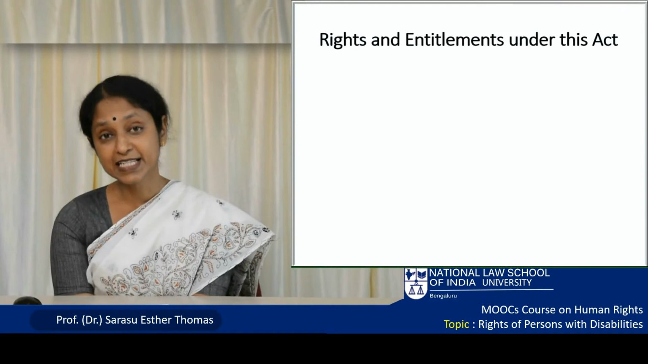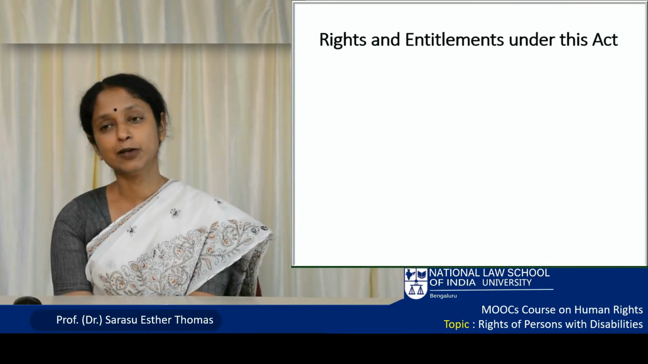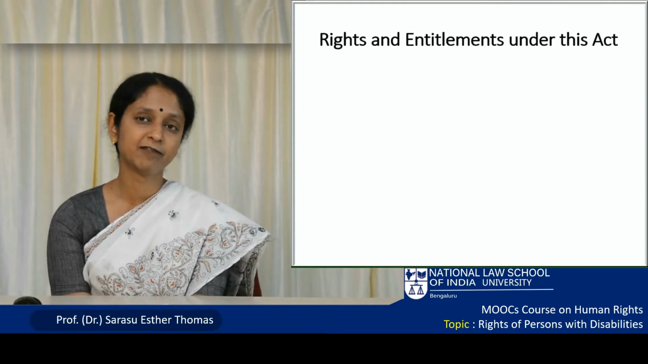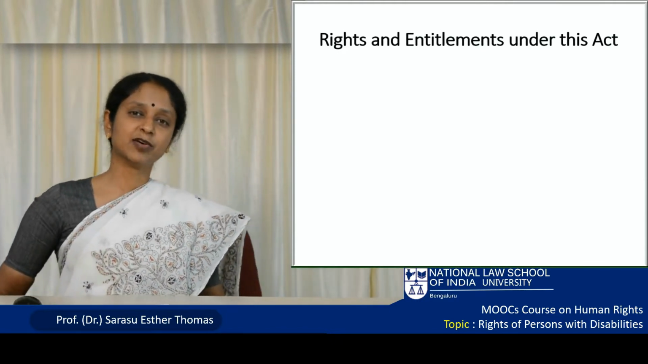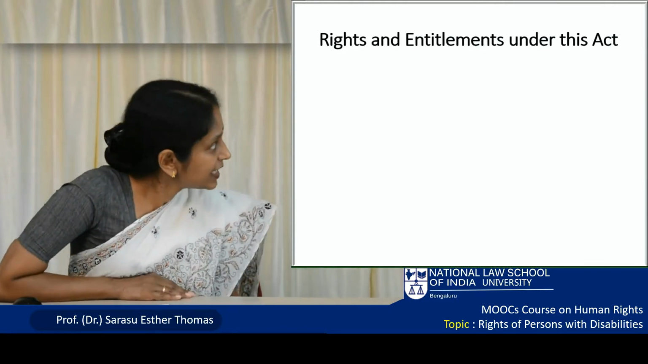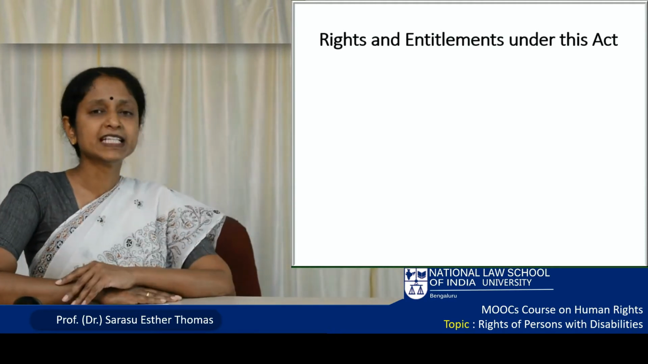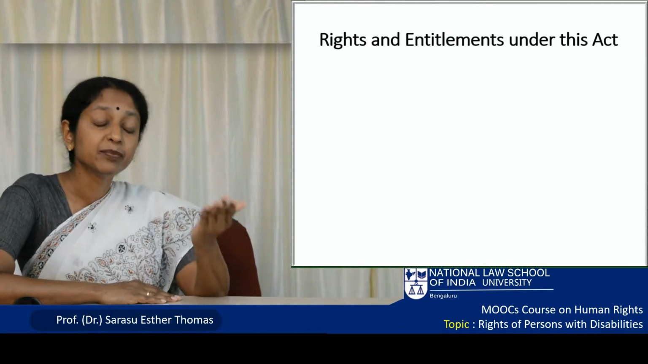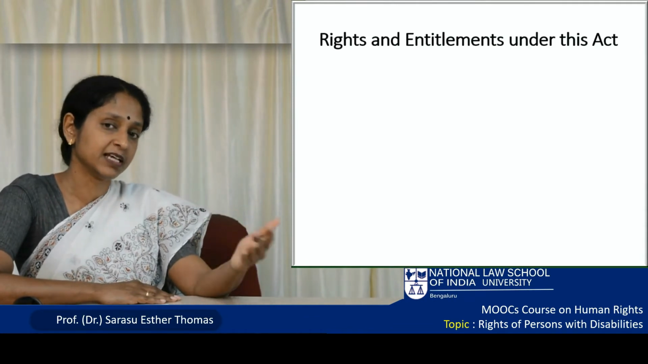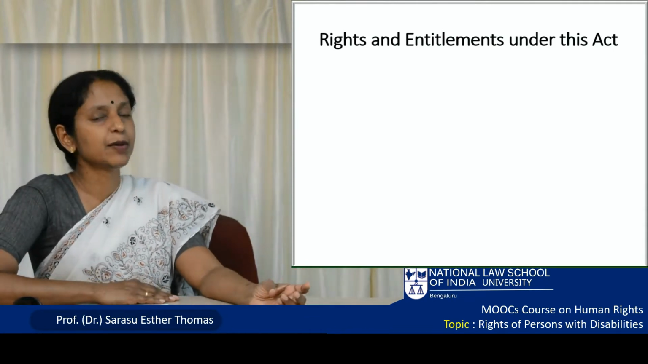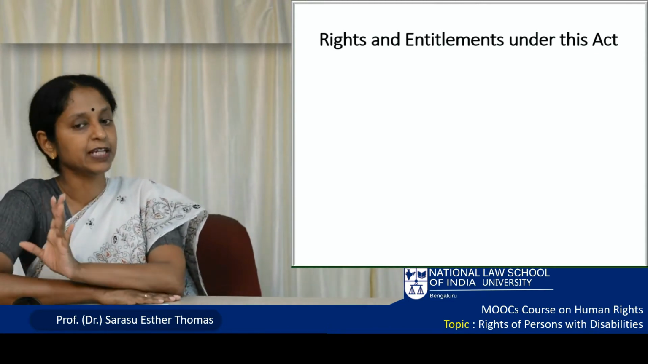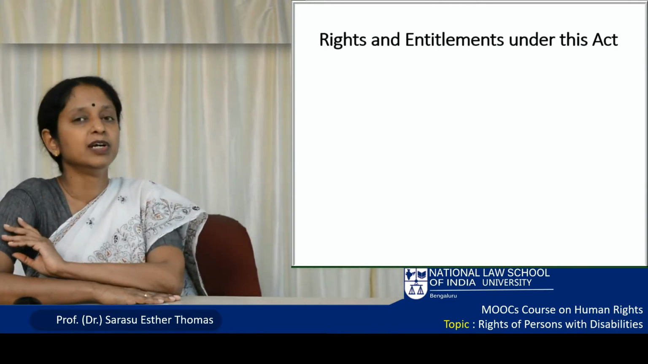Now, the rights and entitlements under the Indian law is very different from the list that we have looked at under the UN Convention on Rights of Persons with Disabilities. Let us look at this now. We see that there are many rights that are listed, some which have already been mentioned in other documents like the Constitution, some which have been tackled with in other laws like family law or contract law or criminal law.